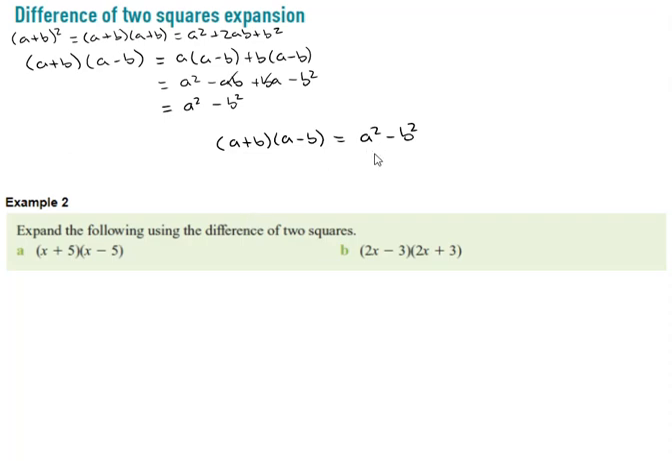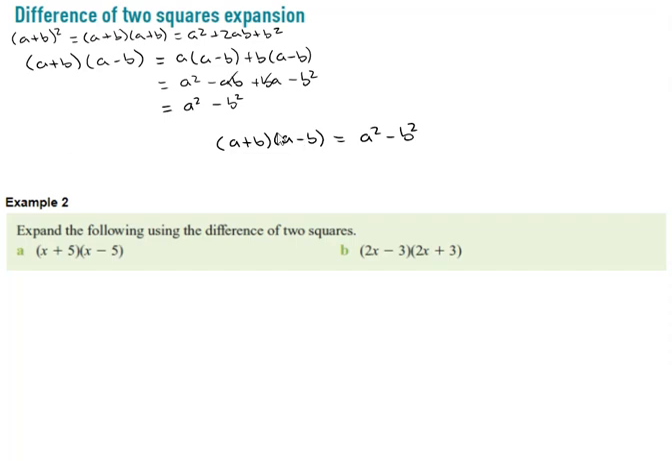Okay, see the name of it? Difference of two squares. Look at this, difference, minus, of two squares. Okay, so that is the expansion of, or it comes from the expansion of a plus b times a minus b.